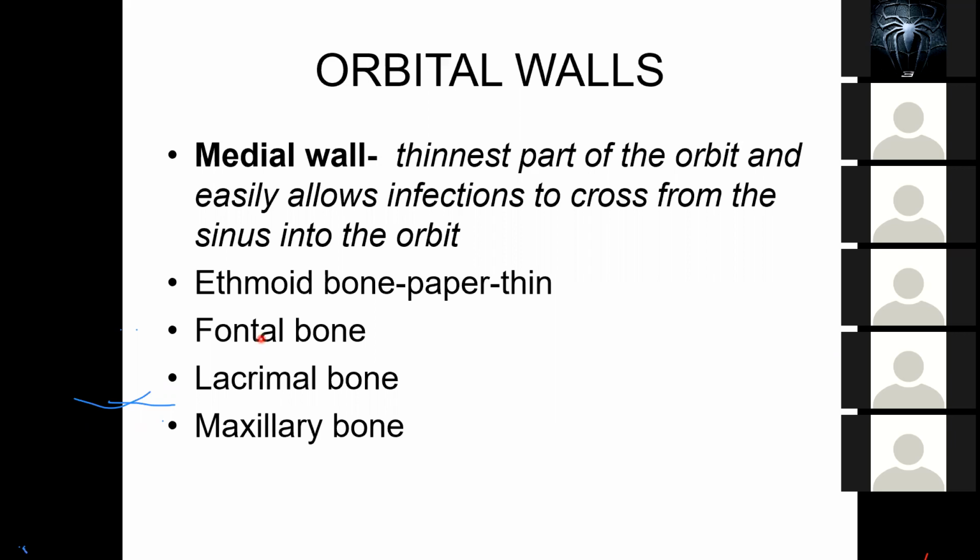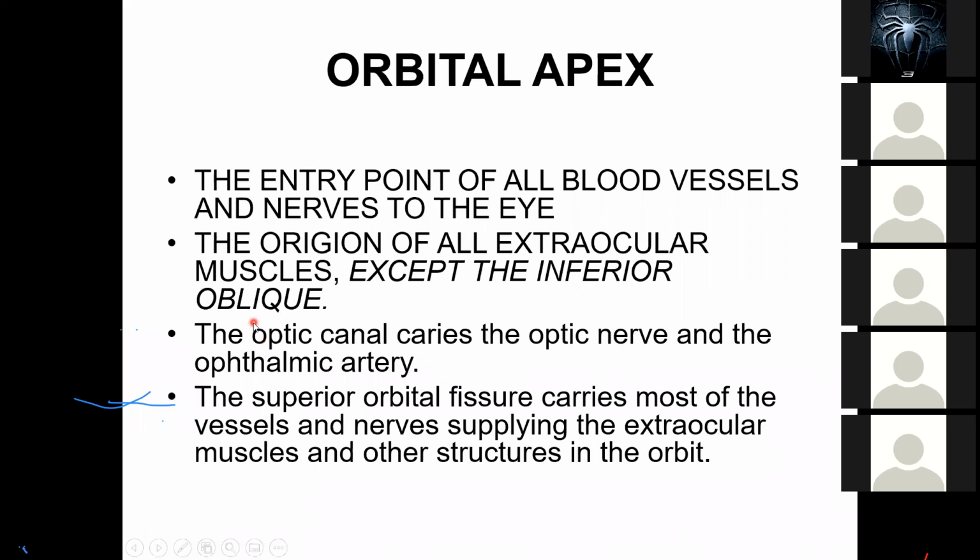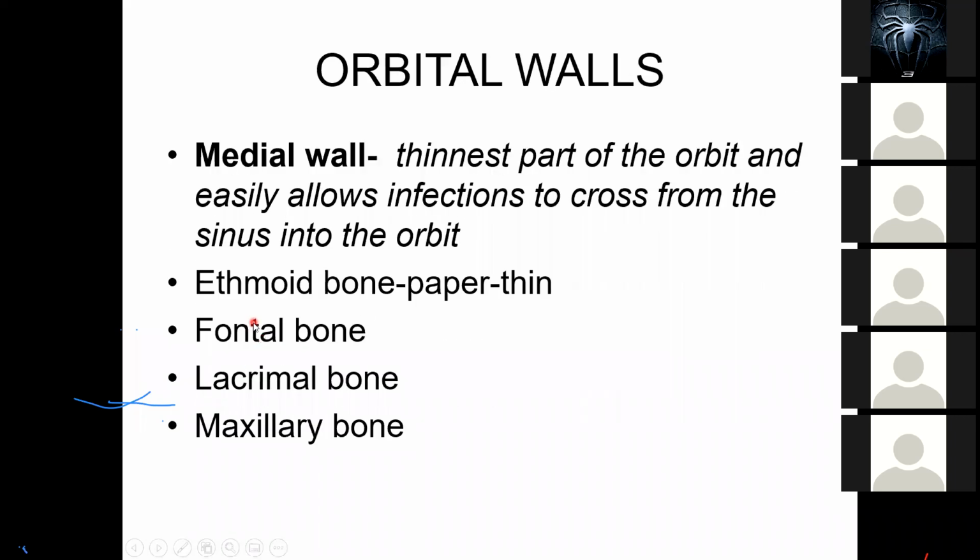So I can pose the question: which of these bones is not found in the medial or the lateral wall of the orbit? Then I'll write sphenoid, frontal and all of that. Then you have to be able to choose the one that is not part of the wall the question is asking about.